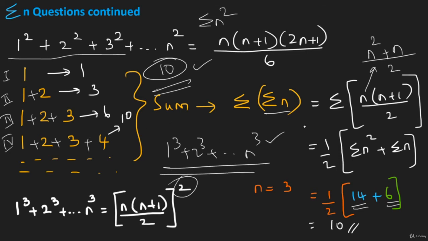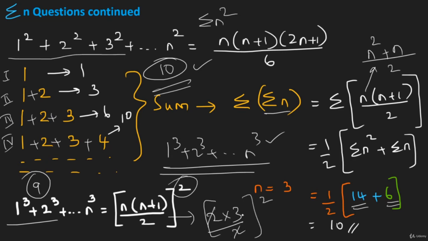Now for example, let's take the first two terms. 1 cube plus 2 cube is 1 plus 8, which is equal to 9. Now over here n is equal to 2. Let's apply that over here. That would be 2 into 3 by 2 the whole square, right? Now this 2 and this 2 get cancelled, and you're left with 3 square, which is equal to 9, which is the same value that you get over here.